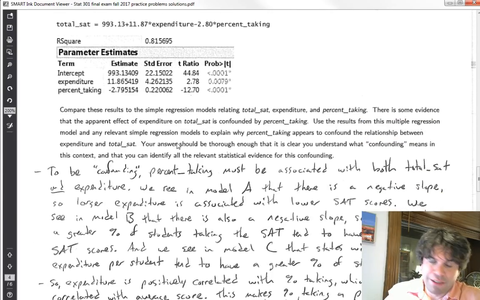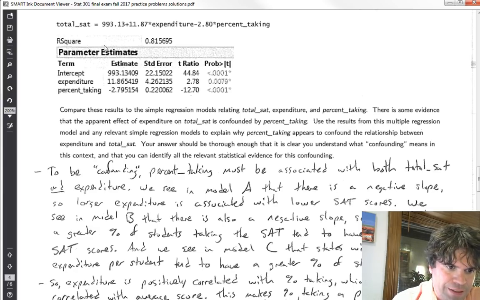Now to wrap this all up, let's take a look at this multiple regression model. I have total SAT as the response variable, and then, oh my, look at this. We've got a positive slope for expenditure. In Model A, we had a negative slope for expenditure. Now that I have percent taking in the model, I've got a positive slope for expenditure. So this is saying that if we hold percentage of students taking the SAT constant, in other words, if we were to compare two states in which similar percentages of students were taking the SAT, we see a positive association between expenditure and total SAT.